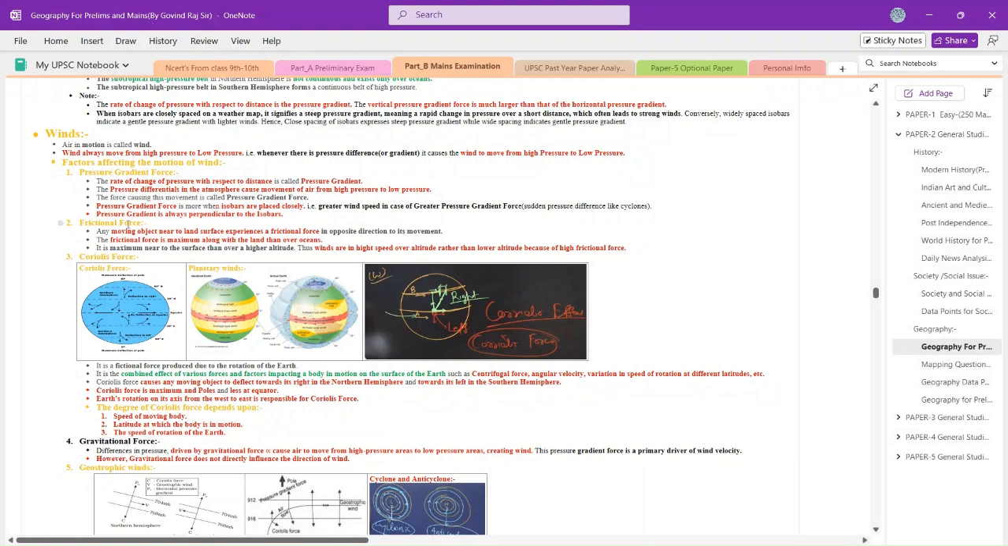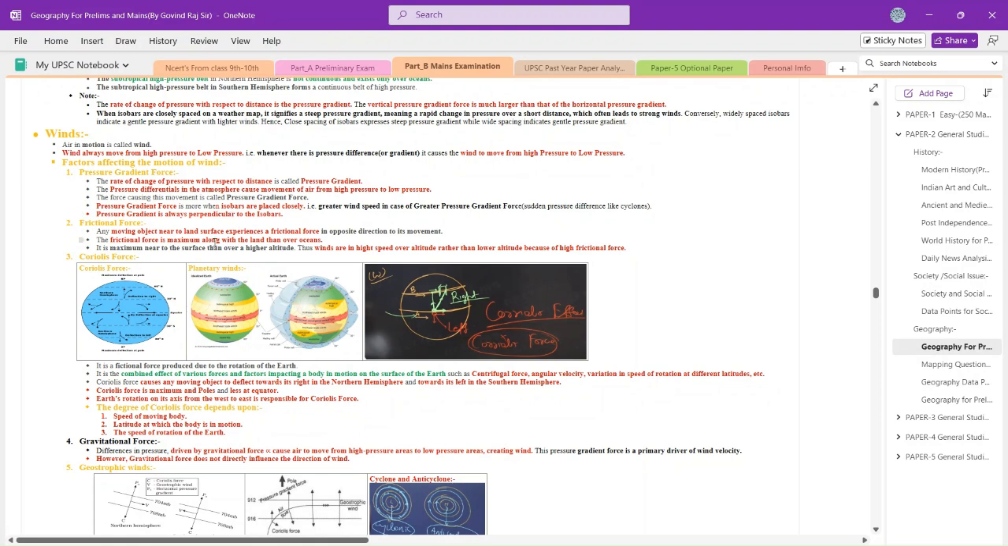Next, frictional force. This also affects the winds. We know that when anything moves on the earth's surface, it experiences some friction. Similarly, winds also experience friction. Any moving object near the land surface experiences frictional force. Similarly, we as humans experience some frictional force when we try to run. The wind opposes our motion when we run. Simple way. Similarly, winds also experience frictional forces.